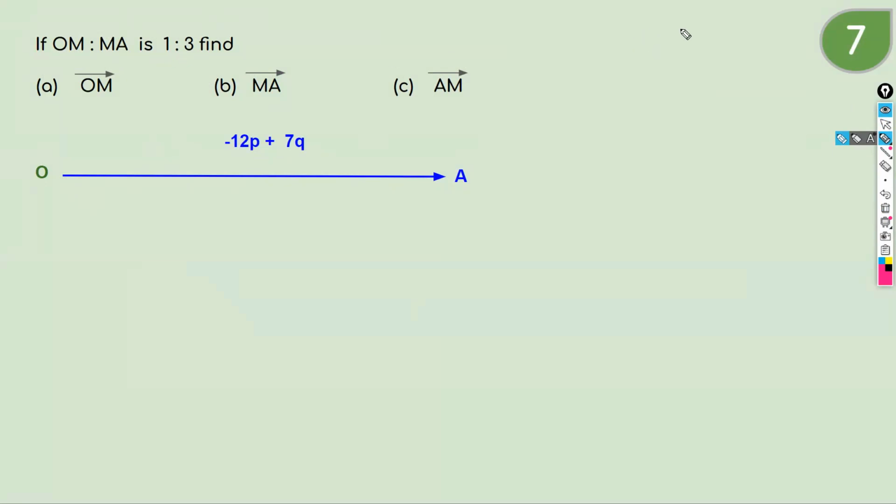Remember last week I told you ratios is just a fancy way of writing fractions. Fractions have a numerator and a denominator. To get the denominator, you add the two values in the ratio. 1 plus 3 is what? 4. 4 is your denominator. So OM is 1/4 of the line, and MA is just 3/4 of the line.